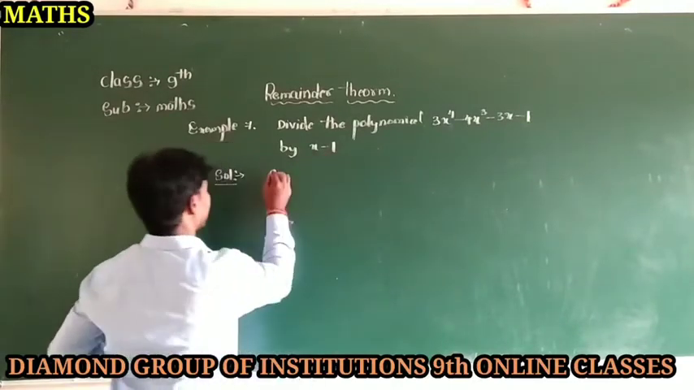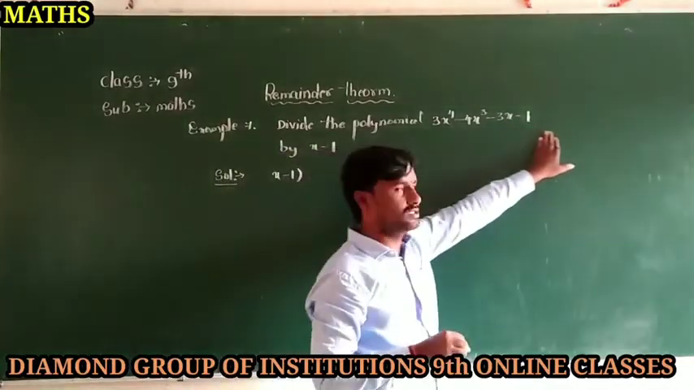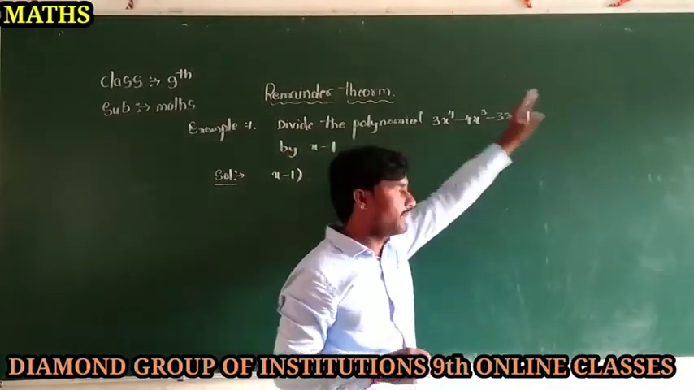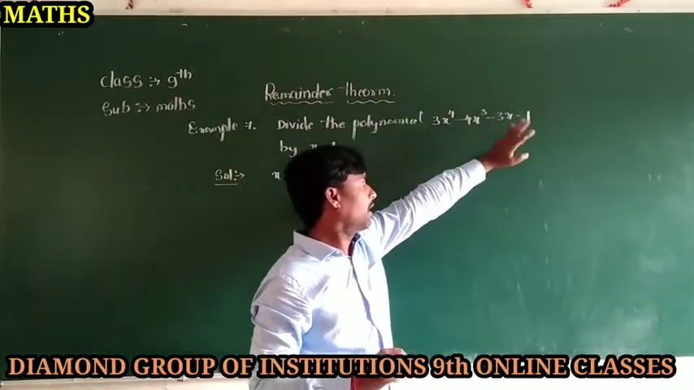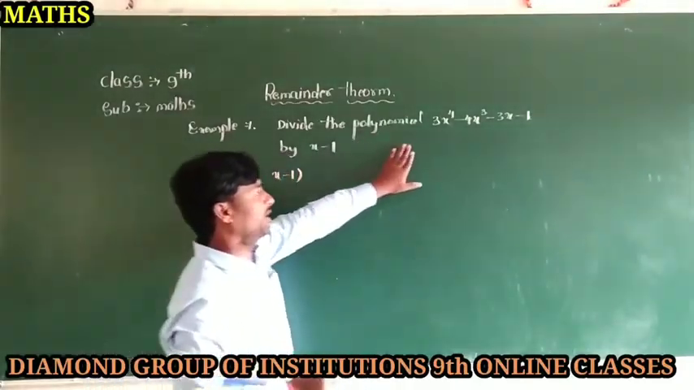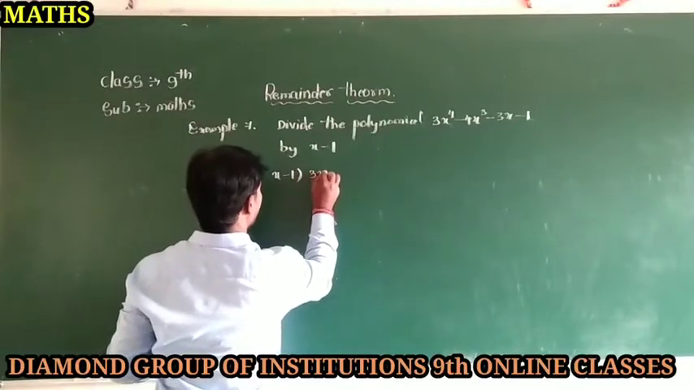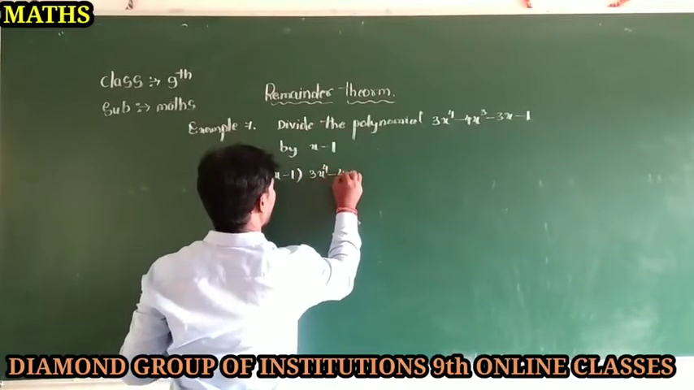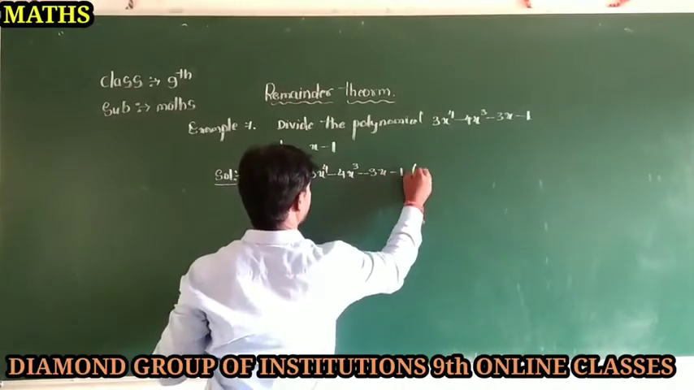So this is g of x. I am writing as it is. Once again you check it: the polynomial is given in the descending order or not. That is very important. So power of 4 is there, power 3 is there, power 1 is there, and the last is a constant number, which means the given polynomial is in the form of descending order. So I am writing as it is: 3x raised to the power of 4 minus 4x cube minus 3x and minus 1 is there here.